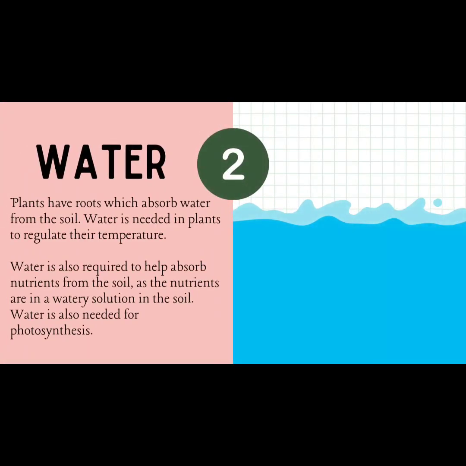Water. Plants have roots which absorb water from the soil. Water is needed in plants to regulate their temperature. Water is also required to help absorb nutrients from the soil, as the nutrients are in a watery solution in the soil. Water is also needed for photosynthesis.